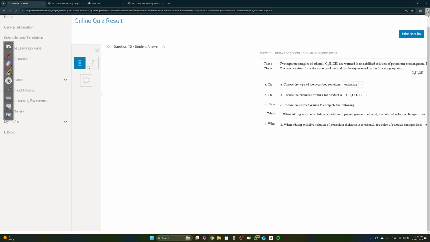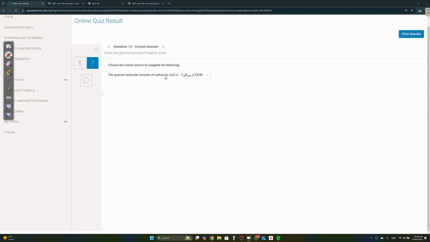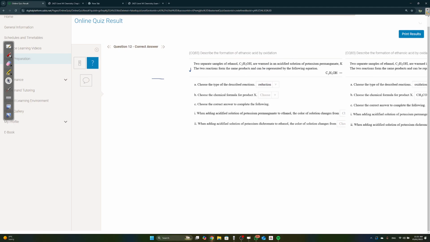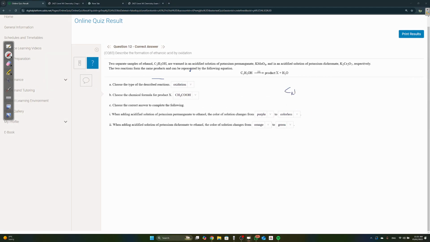Question 13. The general molecular formula of a carboxylic acid is this. You need to know this. If you want to use it, go to the previous question. We know that it's CnH2n+1COOH. Here's how it works.